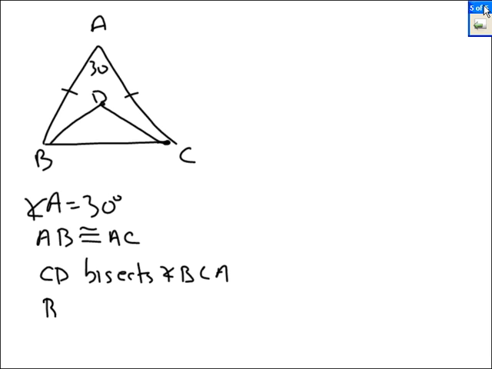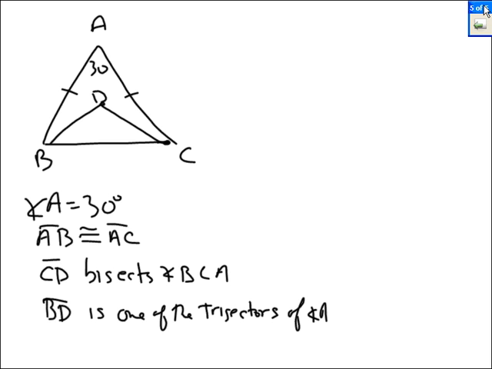And BD is one of the trisectors of ABC. And they want us to find angle B.